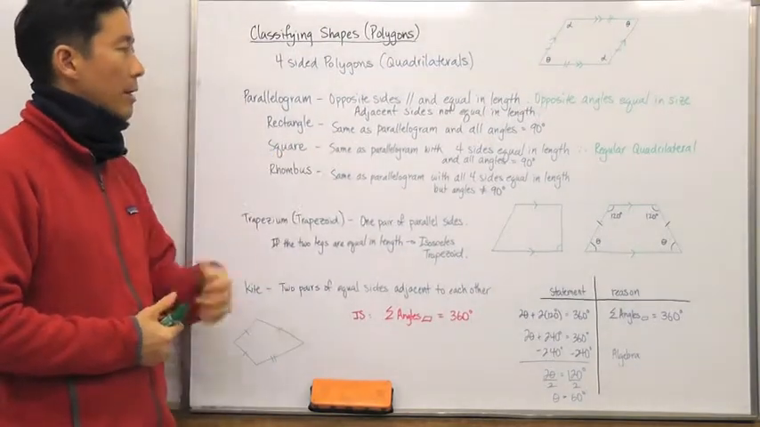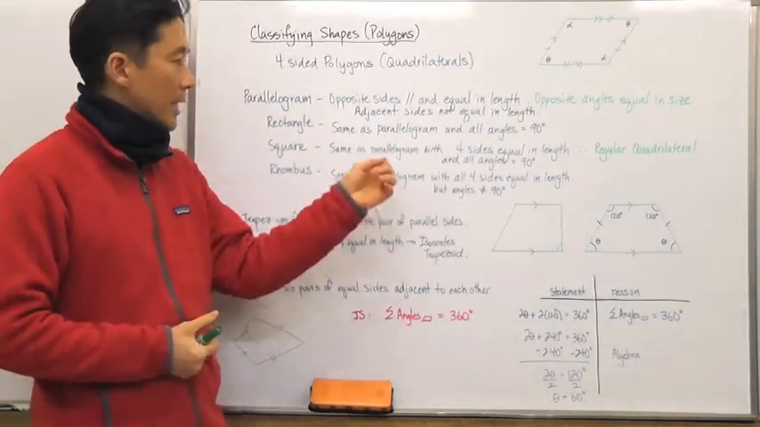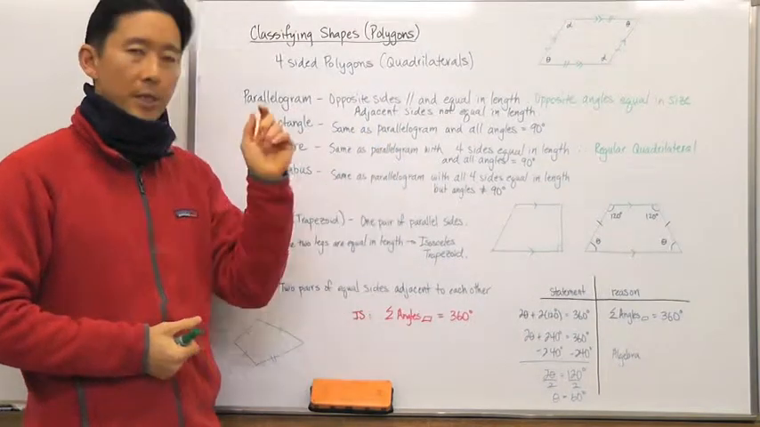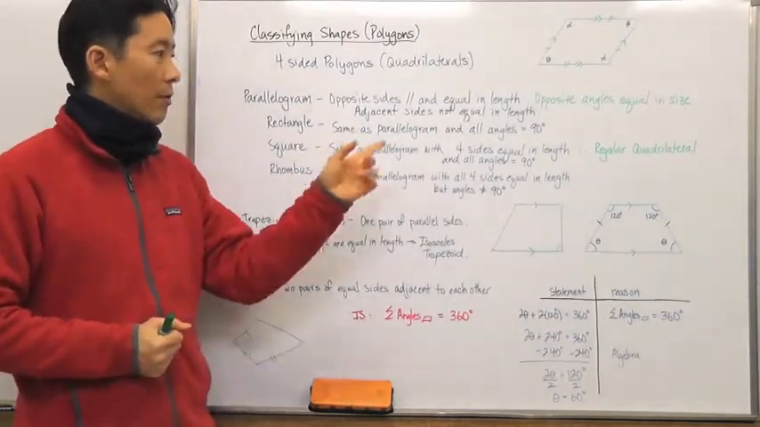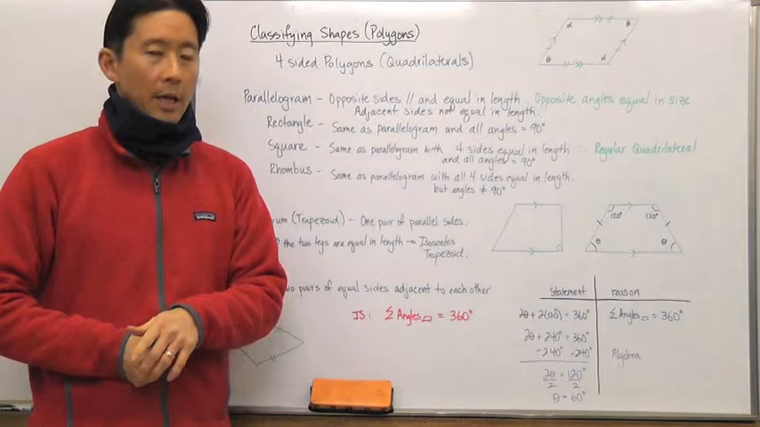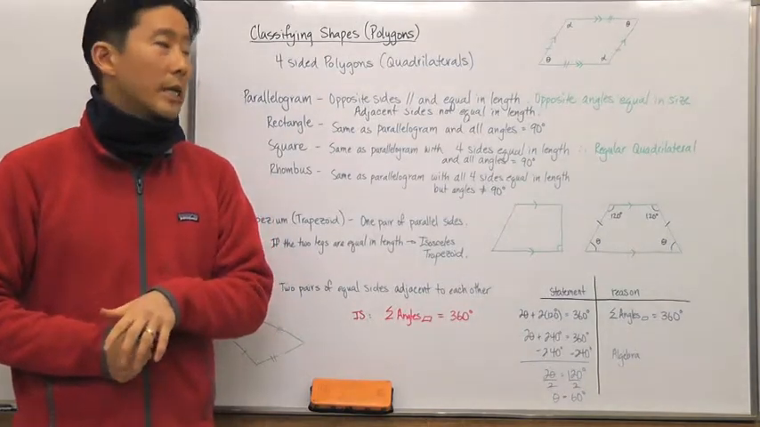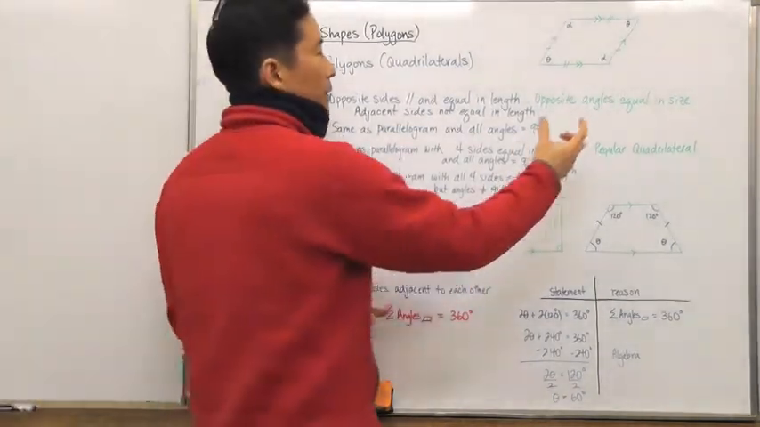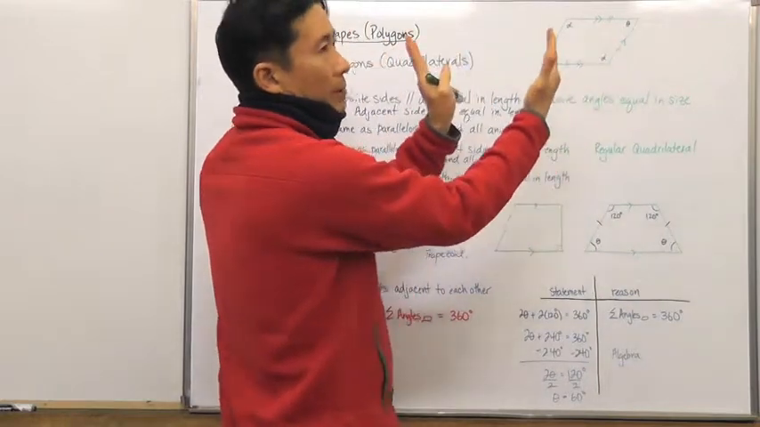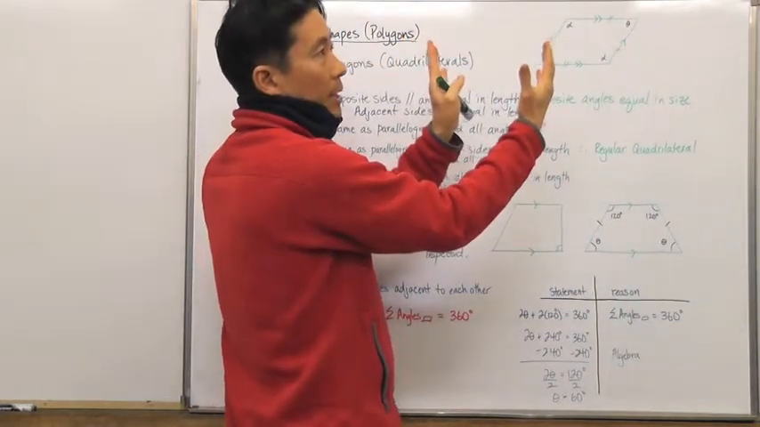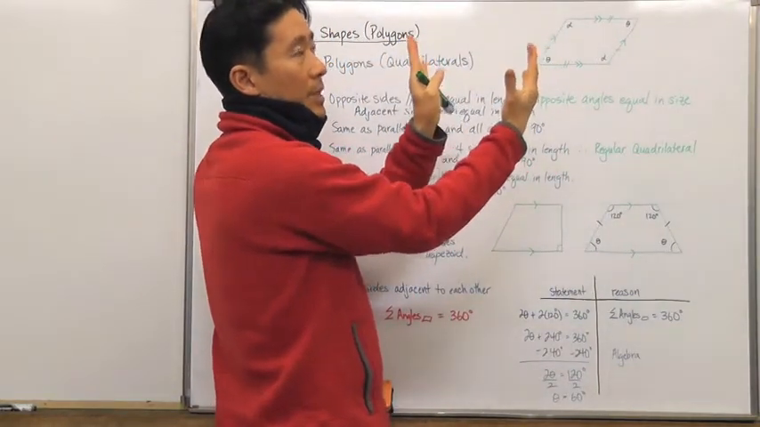Now, think about a square. A square is going to be exactly the same thing as a parallelogram with the additional condition that all four sides are equal in length and all the angles are also equal to 90 degrees. So imagine that if you had your rectangle, notice that the rectangle doesn't have all four sides equal to the same length.